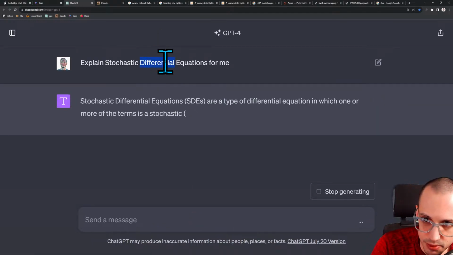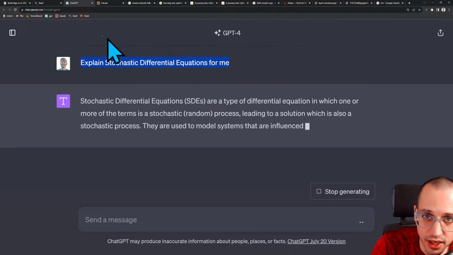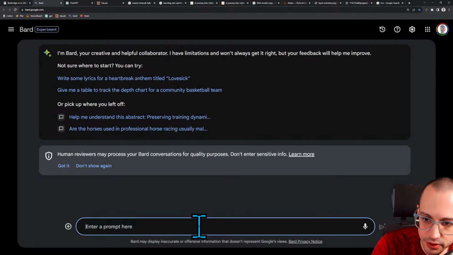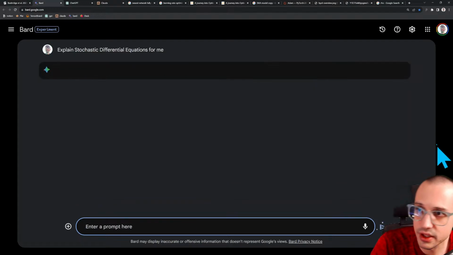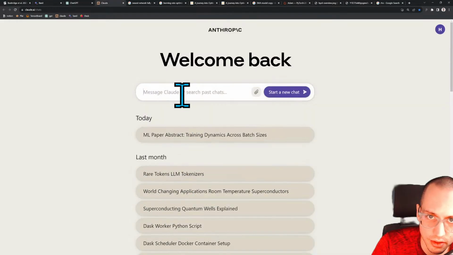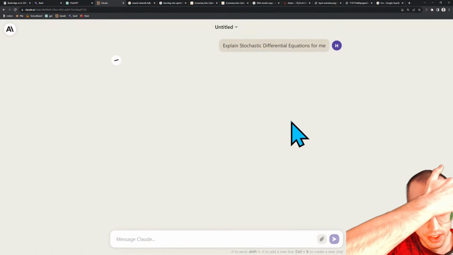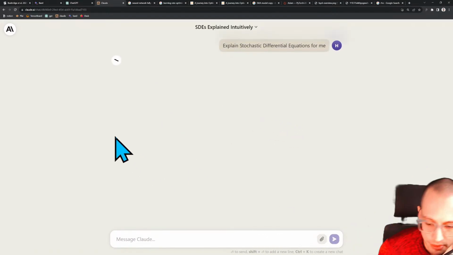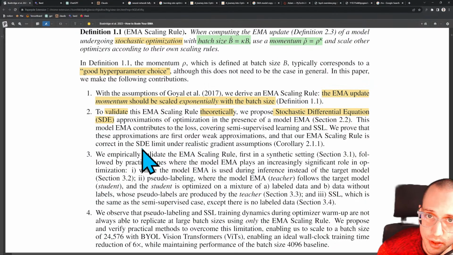So we're going to give this to GPT-4, and I pretty much use Code Interpreter every time now. So we're going to give this to Bard as well, and then we're going to also give this to Claude. So I generally like to spread my queries amongst all the different AI systems.